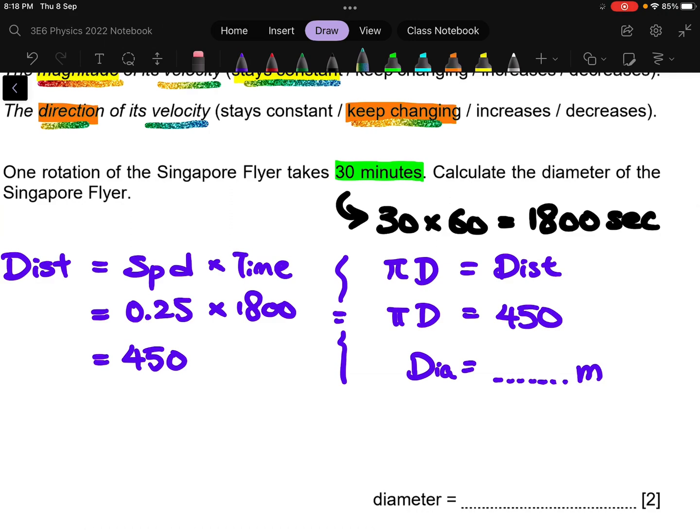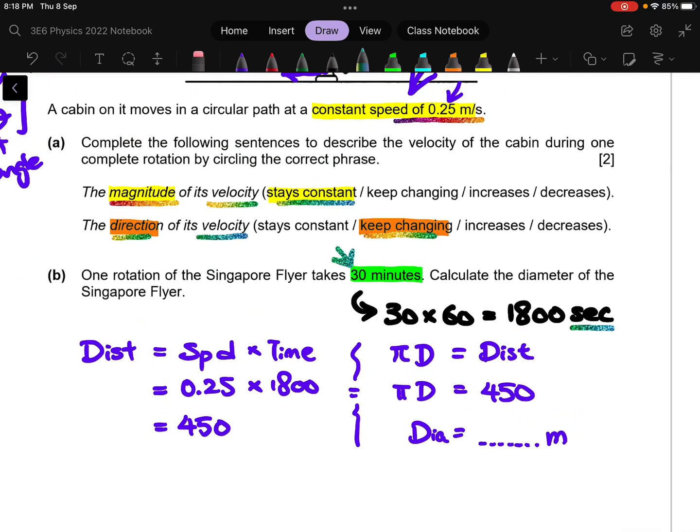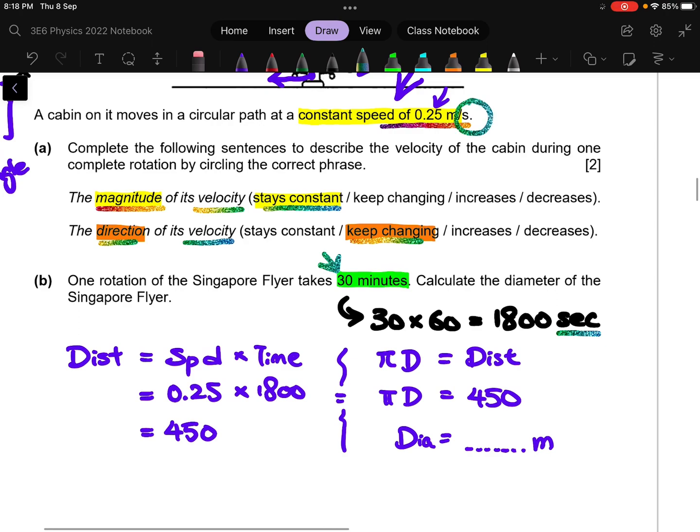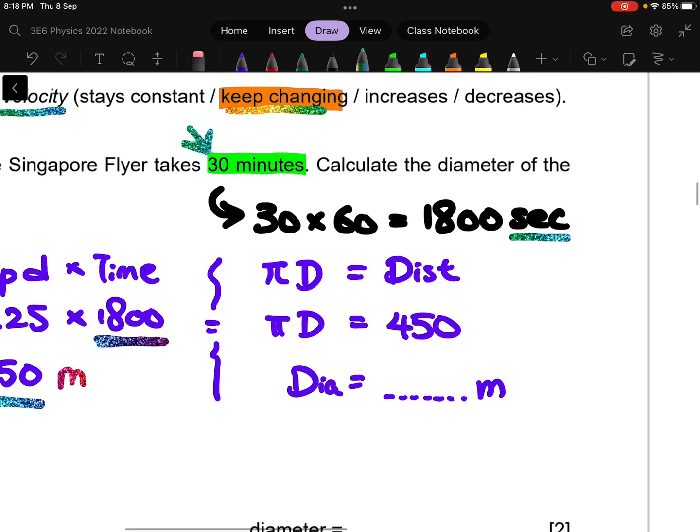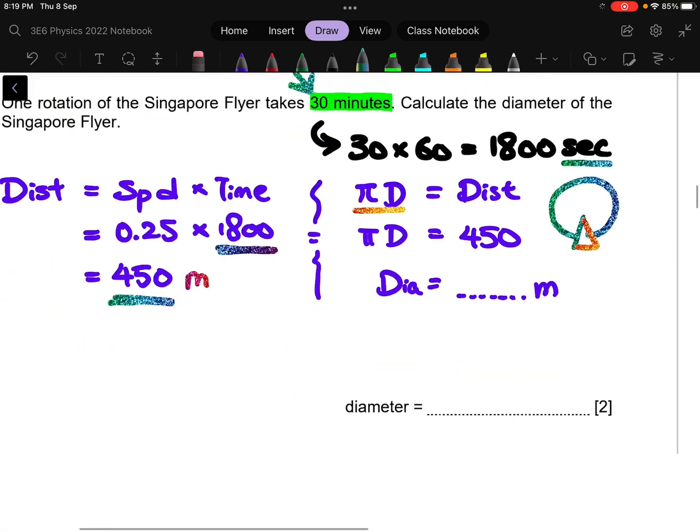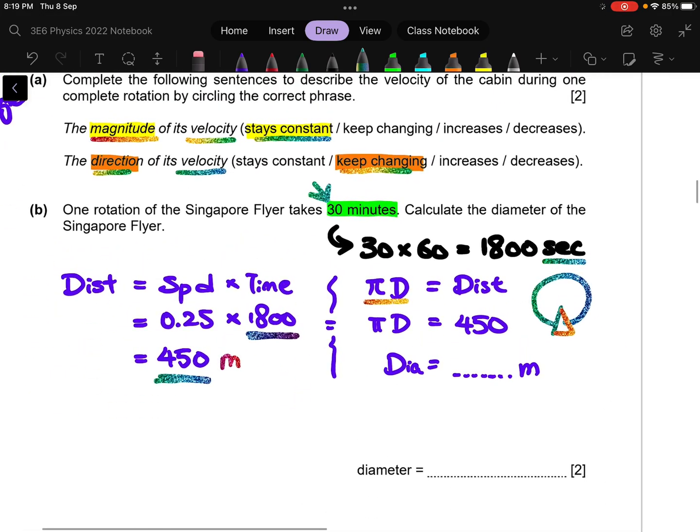Then for part B, I think it is pretty straightforward. The key thing is that you need to remember to change your time from minutes to seconds because the speed given to you is in meters per second. If you didn't change this into seconds, you will find that the distance you find will be wrong. You also need to know the distance moved is actually the circumference of your merry-go-round. So circumference is given by pi d, not pi r squared. If you work this out, you'll be able to find the diameter of the merry-go-round.